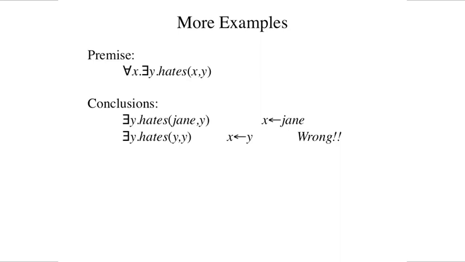From this sentence, it makes sense to infer there exists a y such that hates Jane y. That is, Jane hates somebody. However, we do not want to infer there exists a y such that hates yy. That is, there's somebody who hates herself. The problem here is that the quantifier in the sentence has captured the variable being substituted.